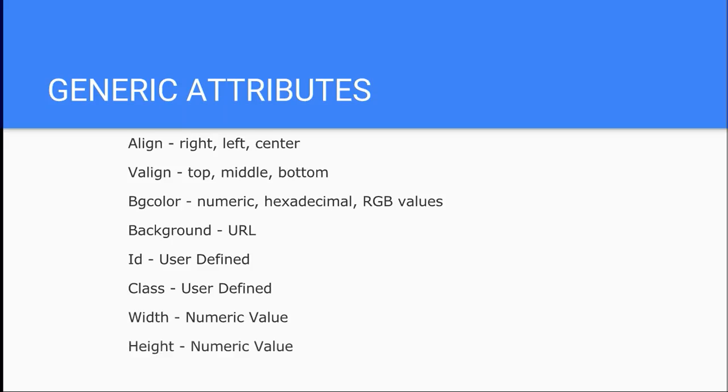The next one is height. It's a numeric value and user-defined attribute, and it specifies the height of tables, images, or table cells. The last generic attribute is title. This is also user-defined. It pops up the title when you move your cursor over the particular piece of content, which we tried in the earlier example.